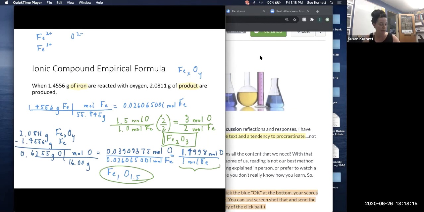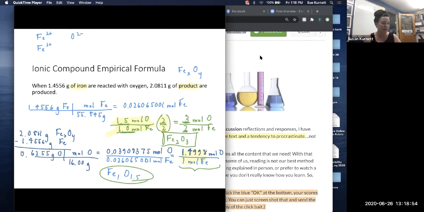Yeah, so when we end up with a number that isn't a whole number, then we're going to have to multiply by 1 in some form. And that's what I'm doing right here. I'm saying what I ended up with was 1.5 to 1. If I multiply by 1 in the form of 2 over 2, then 1.5 times 2 is 3, and 1 times 2 is 2, and now I have whole number subscripts, which is what I need. So I multiplied by 1 in the form of 2 over 2 because the number ended in 0.5.